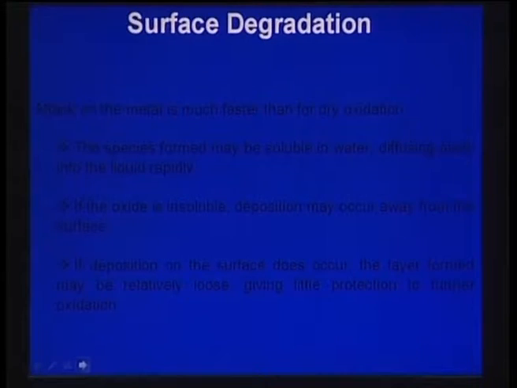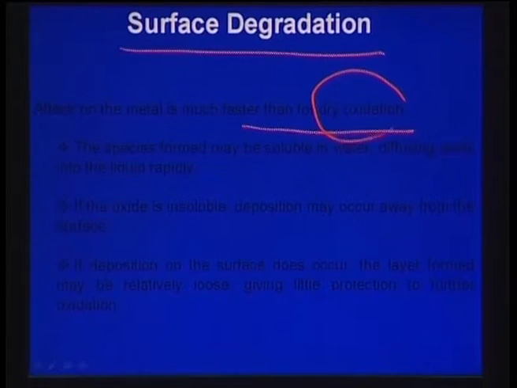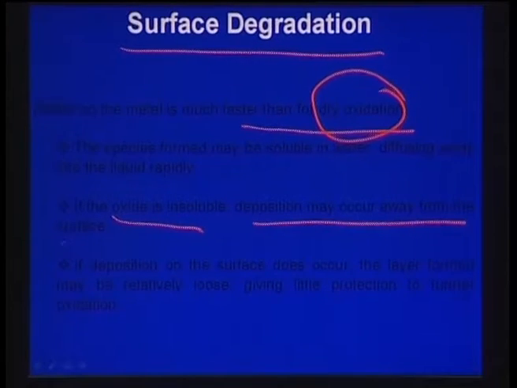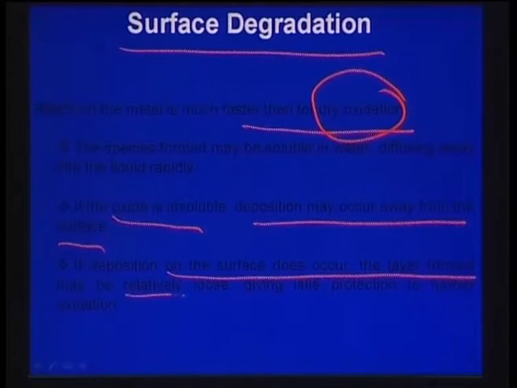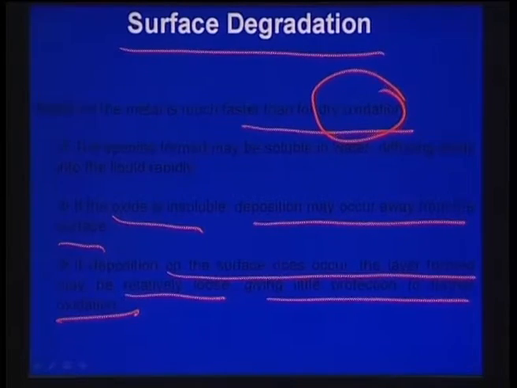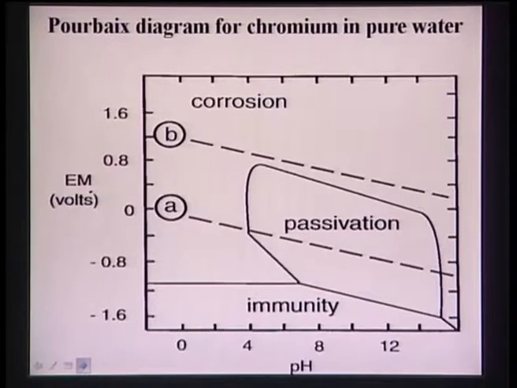Then surface degradation, this is the attack on these metals, which is much faster than for dry oxidation. Now, dry oxidation means the corrosion which takes place in the absence of any water, that means in ambient conditions. If the oxide is insoluble, the deposition may occur away from the surface, and if the deposition on the surface does not occur, the layer formed may be relatively loose, giving protection to further oxidation. Now, these are more relevant to dry oxidation, and dry oxidation does not take place in the application of biomaterials. Now, let us see what the Pourbaix diagram is.